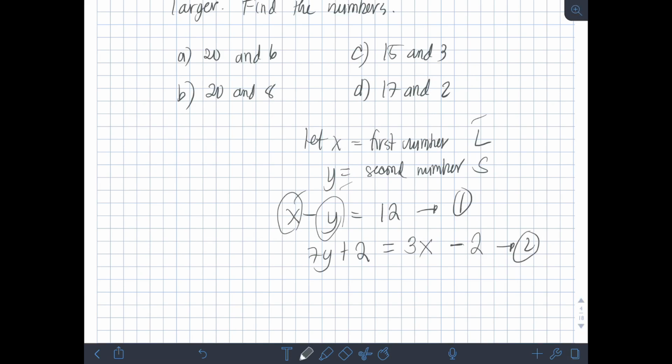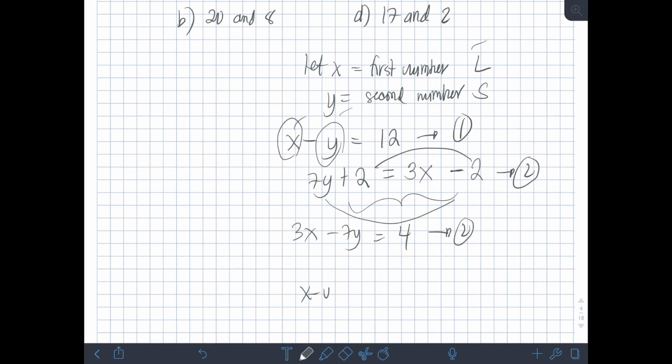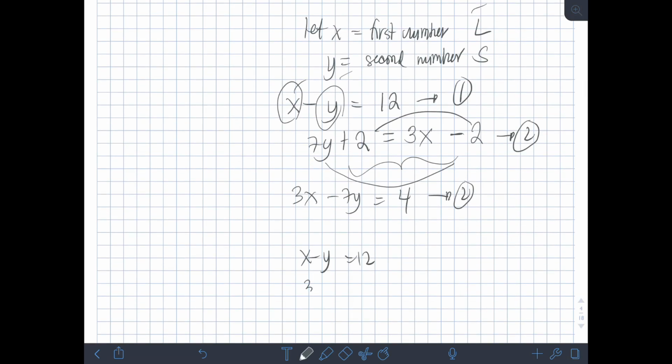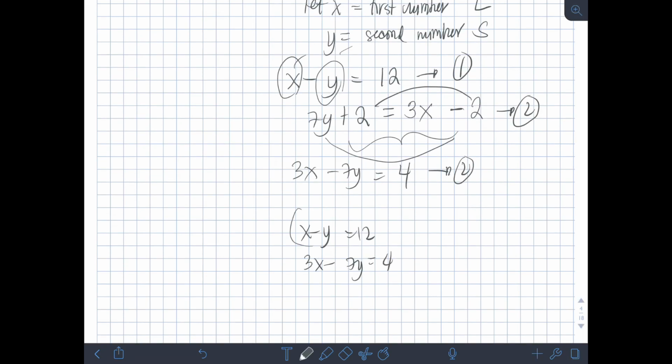So therefore, it is our equation 2. So, gawin natin standard uli itong equation 2. So, magiging 3x, so transpose dito si y, 7y, negative, is equal to ito. Transpose natin dito yung negative 2, magiging positive 2. So, 2 plus 2 is 4. Equation 2. So, we have two equations. X minus y is equal to 12, and 3x minus 7y is equal to 4. Cancellation na lang tayo. So, multiply natin tong taas by 7. So, we have 7x minus 7y is equal to 7 times 12 is 84. Then 3x minus 7y is equal to 4.